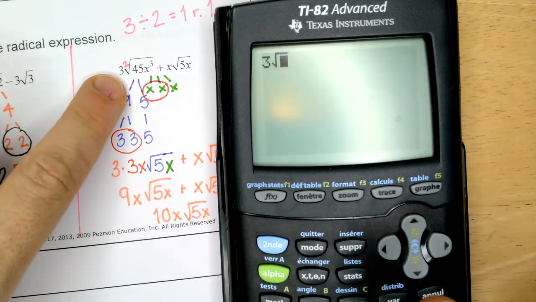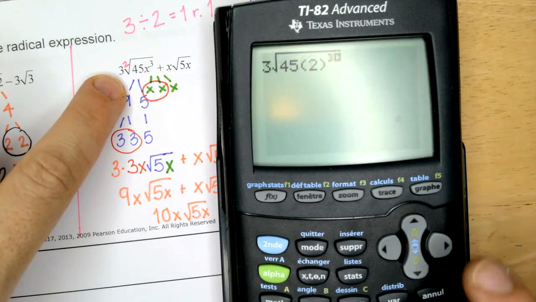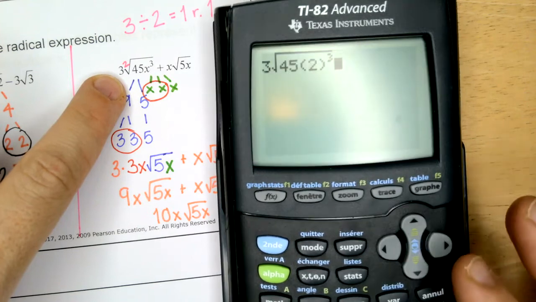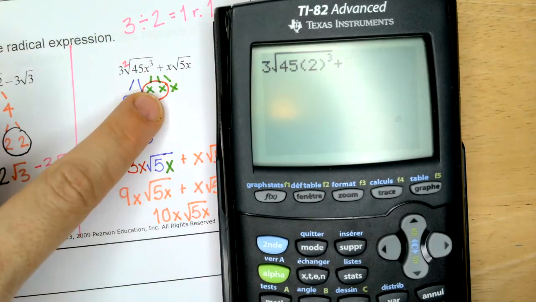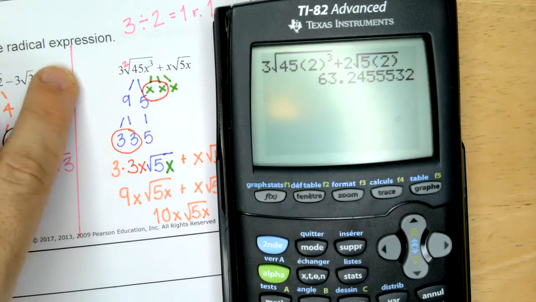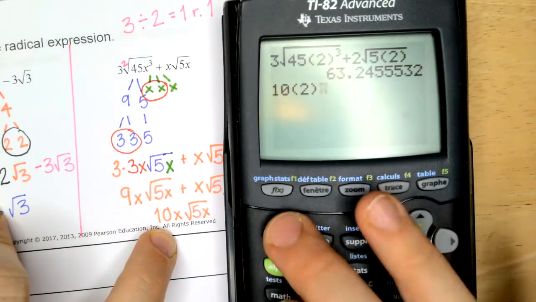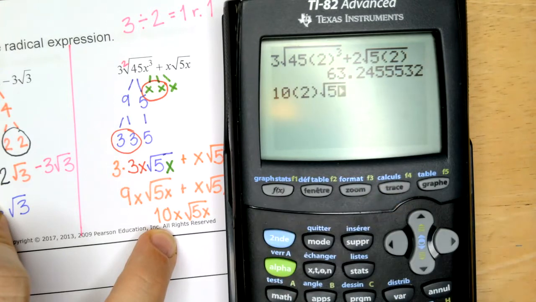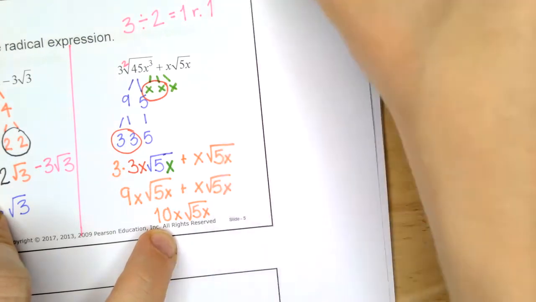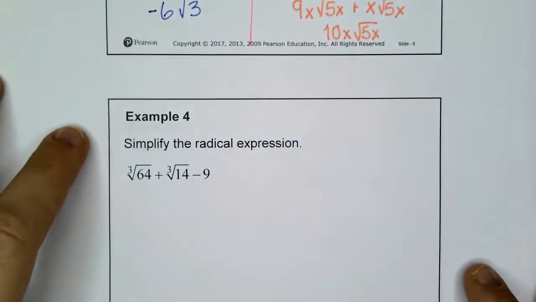So 3 square root of 45, and then I'm just going to say x is 2, cubed, plus 2 square root 5 times 2. Okay. I haven't practiced this, so I hope it comes out. And then we have 10 times 2 square root 5 times 2. You get the same number. So you can be pretty confident that you have the right answer, even though there's a variable.